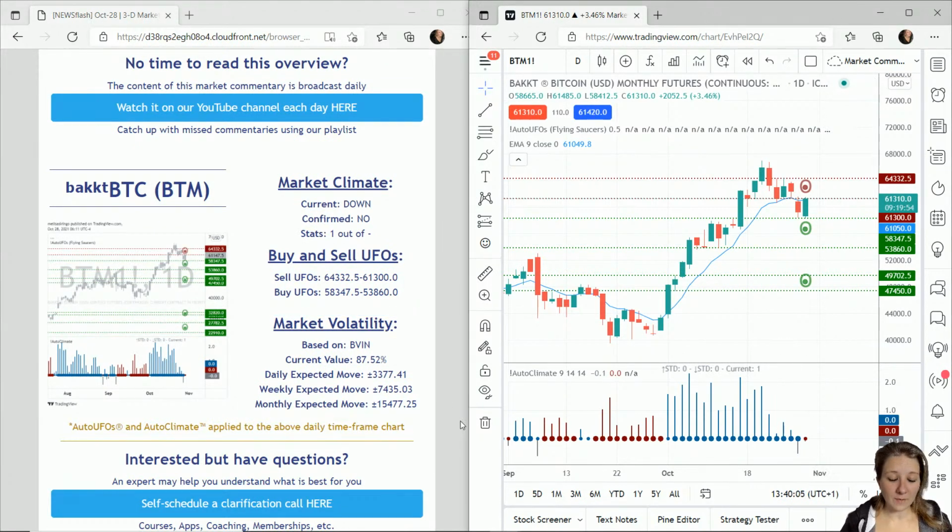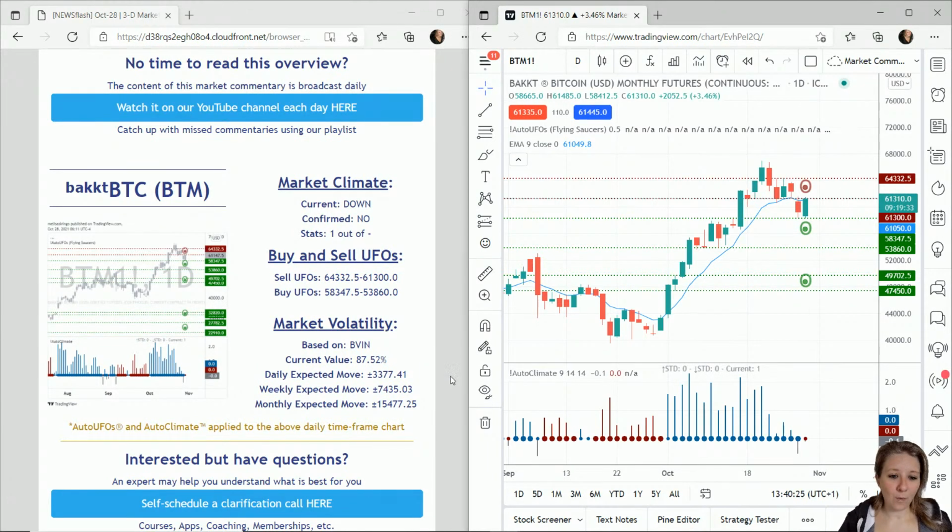So for each of our markets, we've looked at climate, which is this app here telling us where we have probabilities, up, down or nowhere. We've looked at buy and sell UFOs. Where do we have buyers and where do we have sellers that could be pushing price up or down respectively? And we've looked at volatility, how quickly we expect the markets to move.